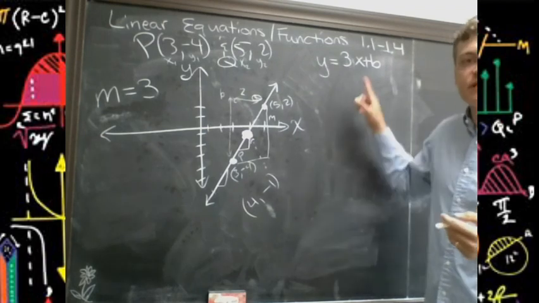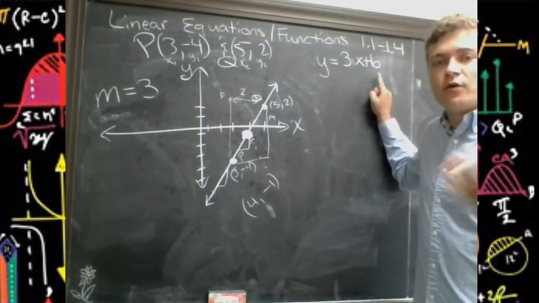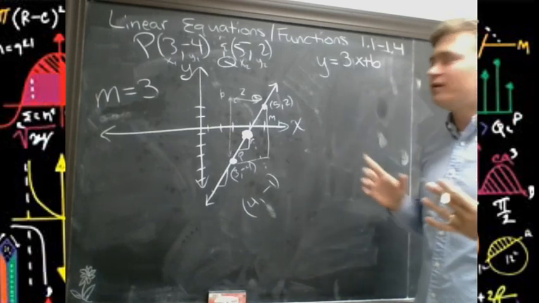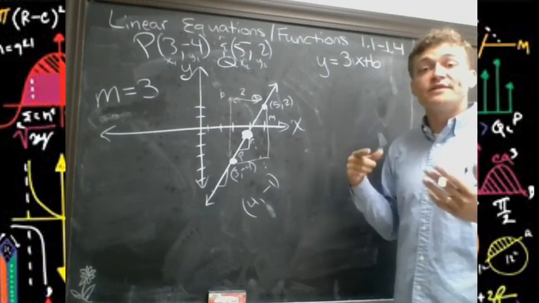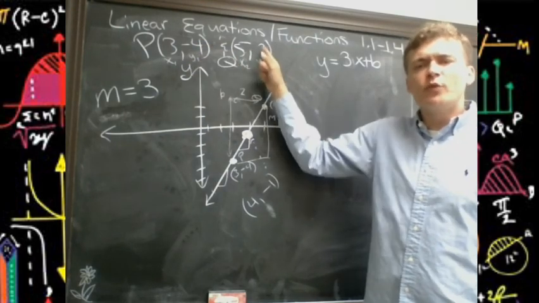So what we notice here is that if we can determine this value for b, we will have our linear equation. Let's find out what b is, but how do we do that? How do we find out what b is? Well, it's simple. What did we say these ordered pairs were? What do we call them?